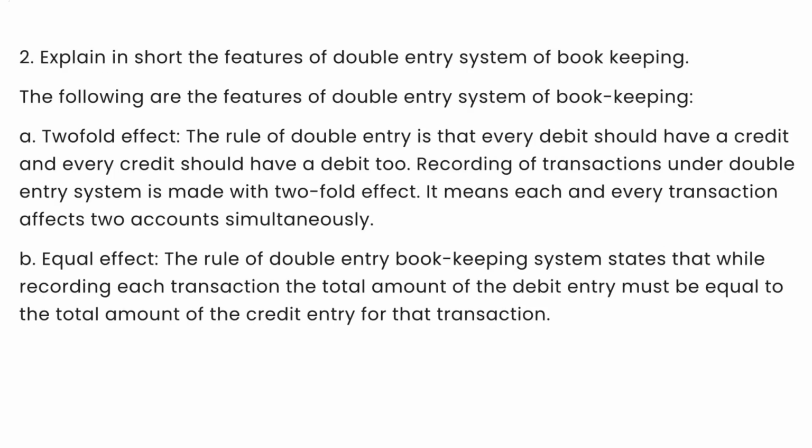Explain in short the features of double entry system of bookkeeping. The following are the features of double entry system of bookkeeping. A. Twofold effect. The rule of double entry is that every debit should have a credit and every credit should have a debit too. Recording of transactions under double entry system is made with twofold effect. It means each and every transaction affects two accounts simultaneously.